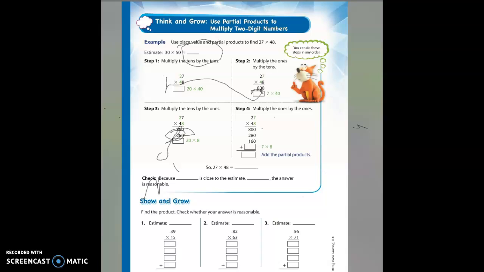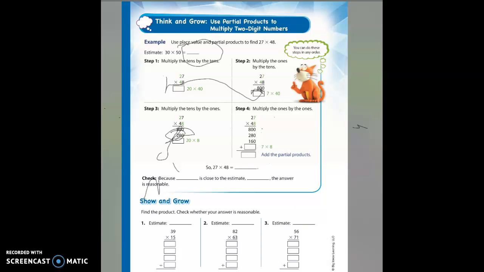So 7 times 8 is 56. So now we're going to add all of those together. You got 800 plus 280 plus the 160 plus 56. And that should give you your answer.